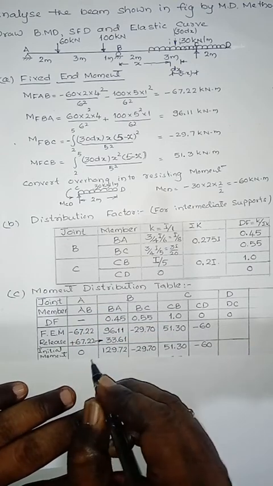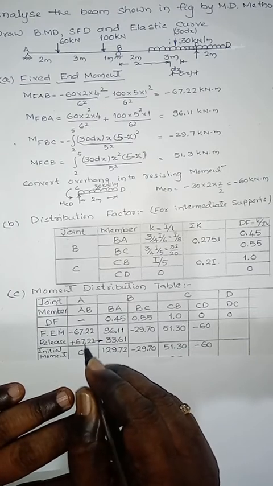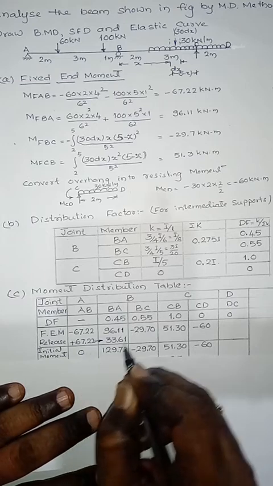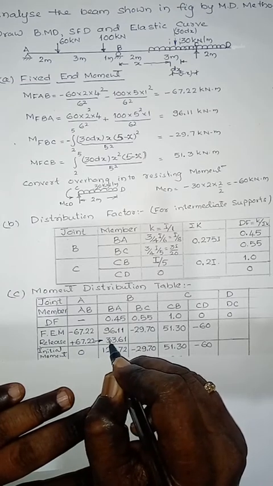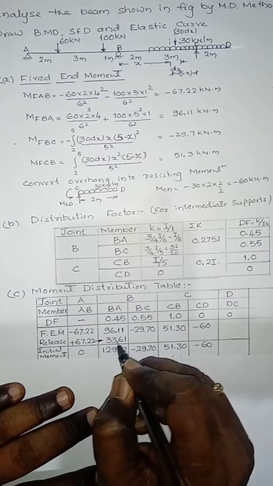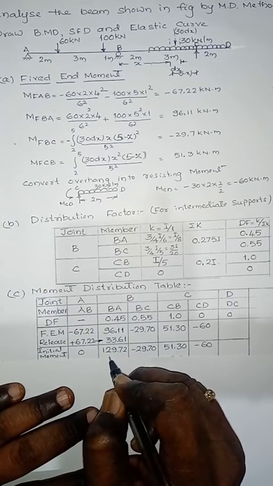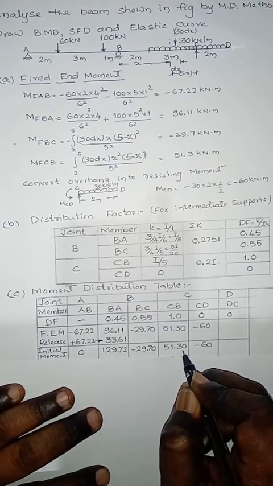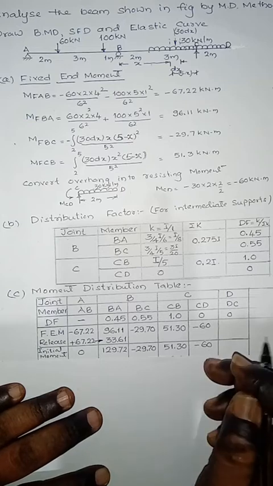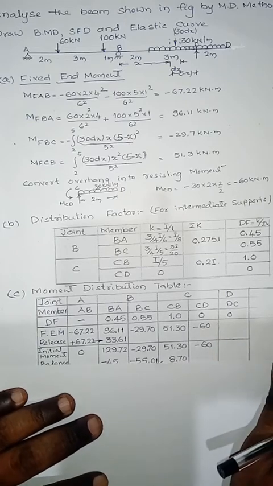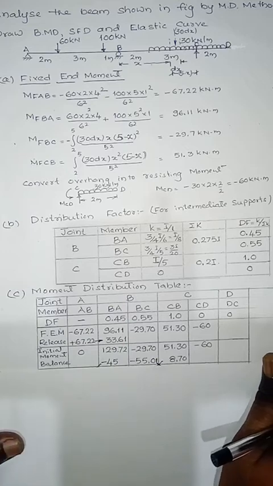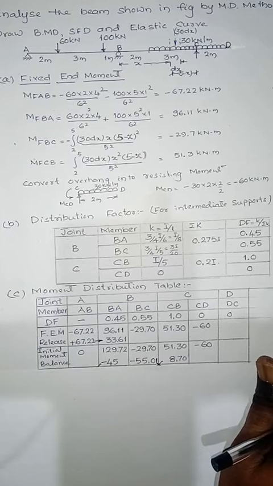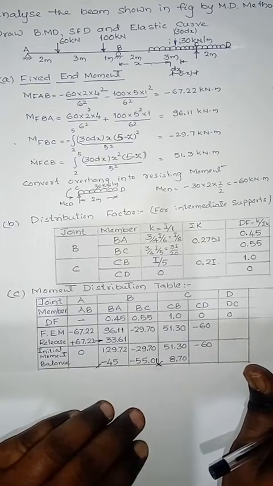Again here the summation of these two is 0. We write the initial moment, 67.22 minus 67.22, this one is 0. 50% of the moment is carried from A to B, that is 33.61. The summation is 129.72. This one is minus 29.7. This one is 51.3. There is no change here. Then at B, now it requires balance. Here we have to balance it, since the unbalanced moment is acting.